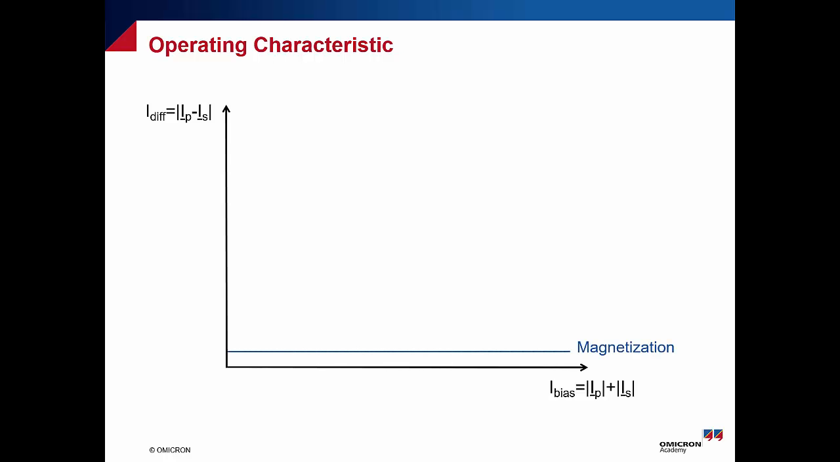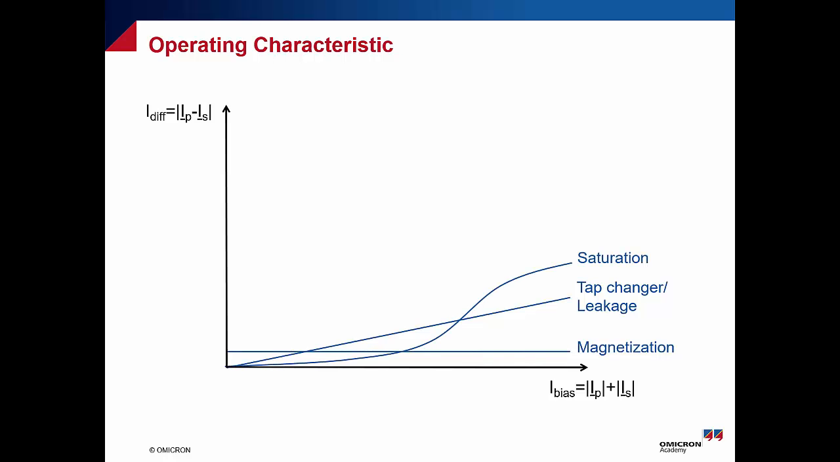Let's start with the magnetization curve. As we talked about in the last slide, this is a fixed current which will flow inside the iron core and will not get out of the power transformer, so it should be considered and avoided in the setting calculation. The second one is the tap changer leakage, and this will be related to the tap position and also the current, you can say the load condition, so it will increase with higher loads. The third one, which is very, very important to be considered, is also the CT saturation.